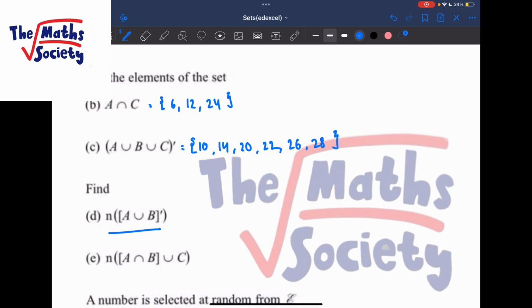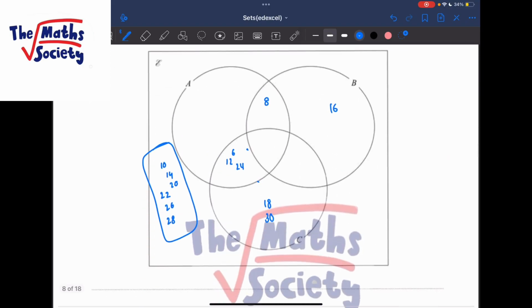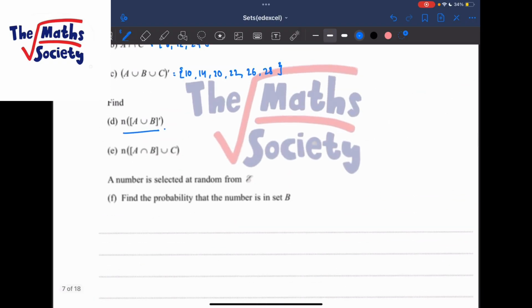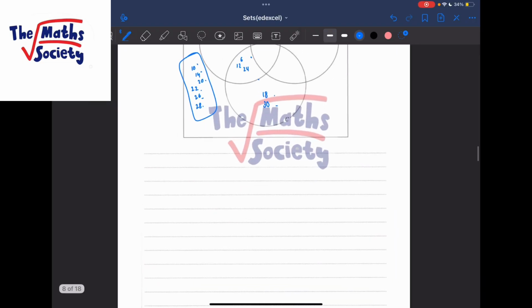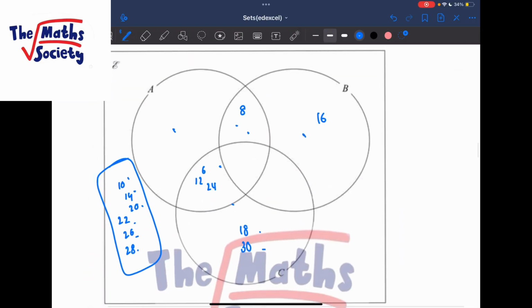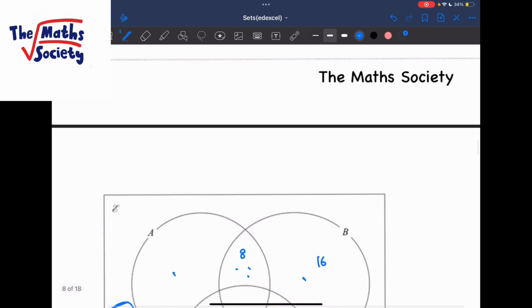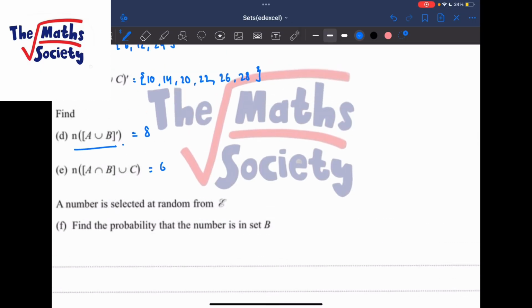The number of (A union B) prime: so it's A union B, but the prime, so it's just going to be the other numbers. So it's 1, 2, 3, 4, 5, 6, 7, 8. There are 8 numbers, so we just get 8, because they just want the number, not to write down everything. And then the number of A intersect B union C: A intersects with B, but the union with C, which adds up to 1, 2, 3, 4, 5, 6. So there are just 6 numbers.